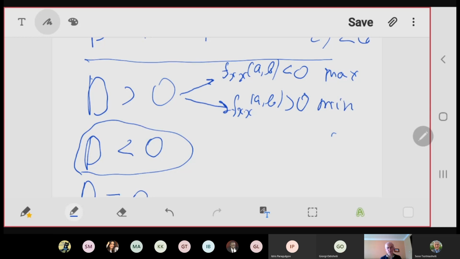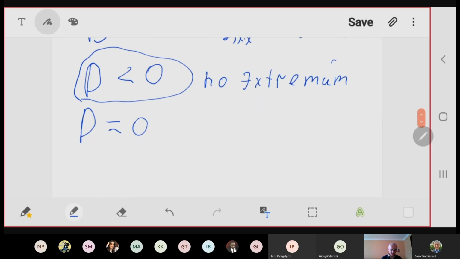So if D is positive, then you should decide by the sign of A whether it's a maximum or minimum. And if D is negative, it means it's finished. The solution is finished, and the answer is no extremum. And when D equals 0, it means that the test fails.